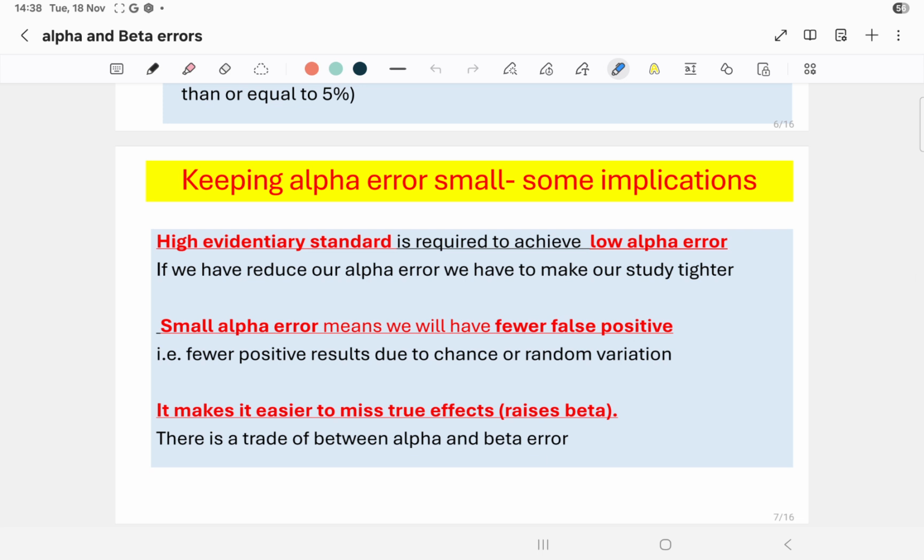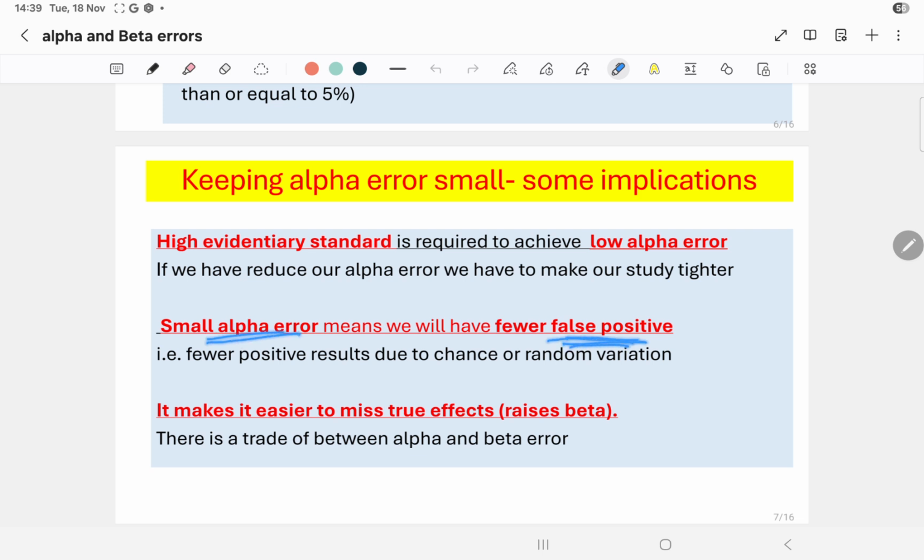There are some implications. If I am keeping the alpha error small, that means I need a tighter study so that I don't allow for chance. So I need higher evidentiary standards. We will make the study design very tight, so it does not allow for chance. Small alpha error means I will have fewer false positives, because a false positive can be due to chance only. If I see that data is statistically significant in the study, and that is due to chance, that is a false positive.